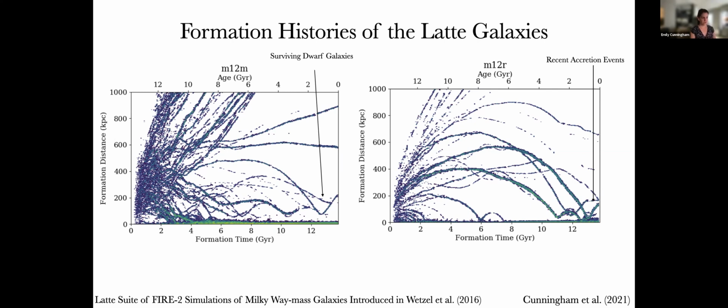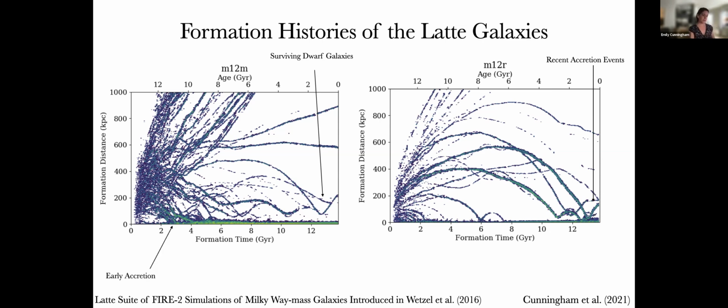But we also have accretion events. So here in M12R, we can see that we have these thick streaks that hit the Milky Way, that enter the Milky Way at late times and are interacting at late times with the galaxy. And so these are recent massive accretion events. So we have these thick bands that come in at late times.